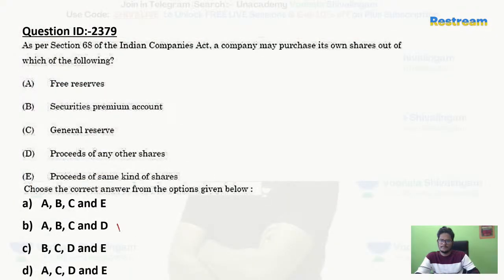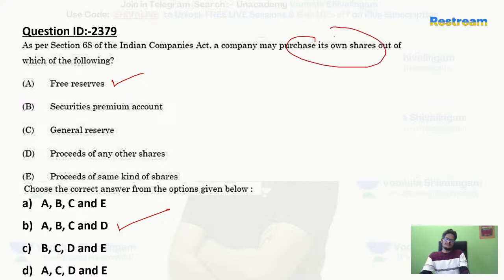Answer is B. A, free reserves, they can buy their own shares. Own shares is nothing but simply the buyback process going on. So how can they do buyback? By using the free reserves of the business.